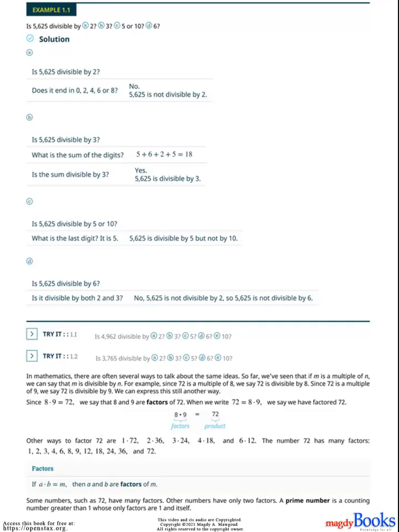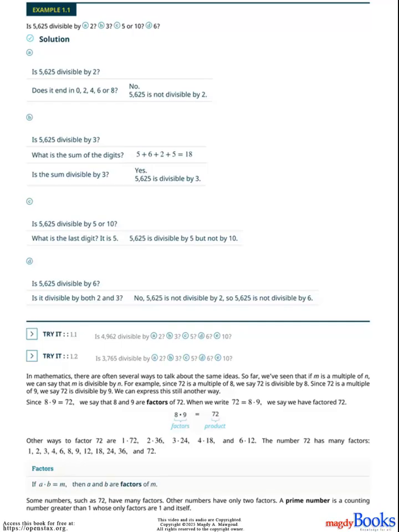B. Is 5625 divisible by 3? What is the sum of the digits? 5 plus 6 plus 2 plus 5 equals 18. Is the sum divisible by 3? Yes. 5625 is divisible by 3.